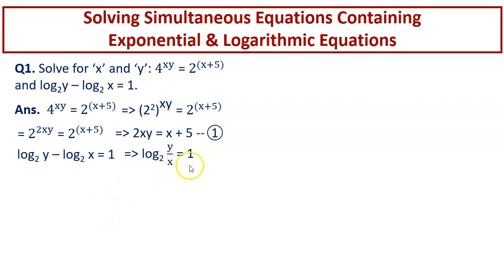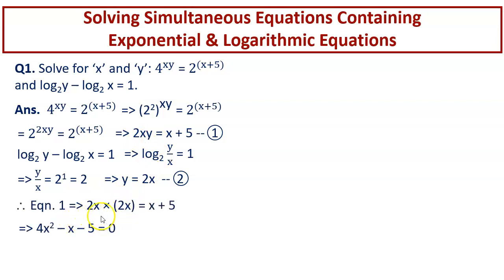And if we convert this to an exponential equation, it becomes y over x equal to 2 to the power of 1, which is equal to 2. Multiplying both sides by x, we get y equals 2x. This is equation number 2. Okay. So we have got the value of y in terms of x. We can substitute this value in equation number 1.